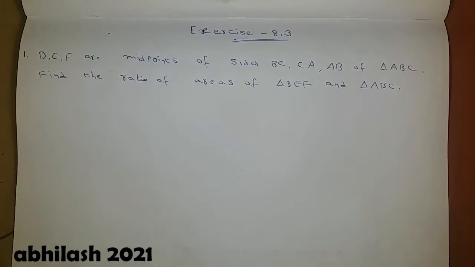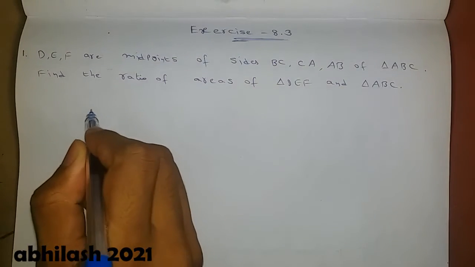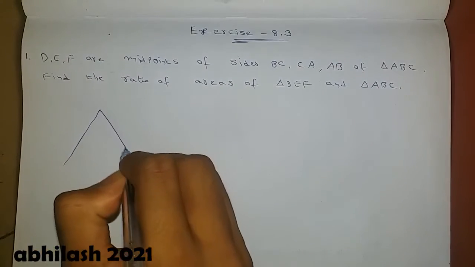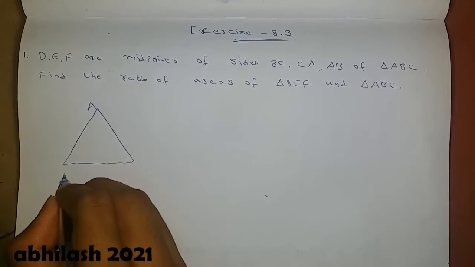D, E, F are midpoints of sides BC, CA, AB of triangle ABC. Then find the ratio of areas of triangle DEF and triangle ABC. So we have one big triangle ABC.